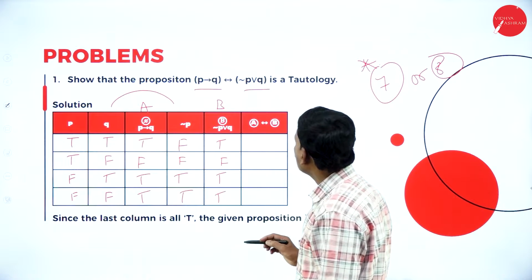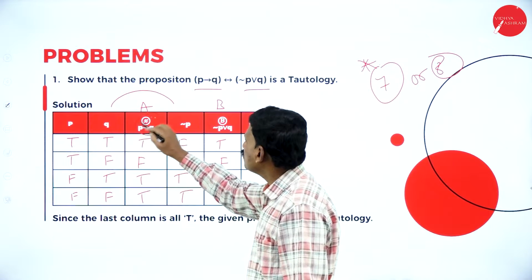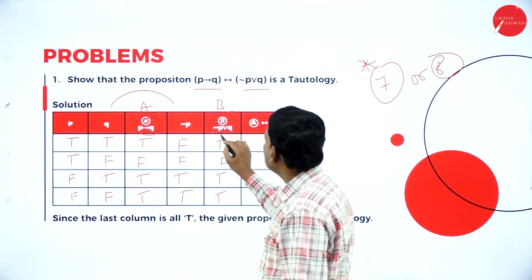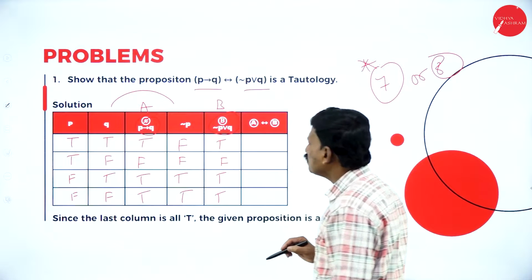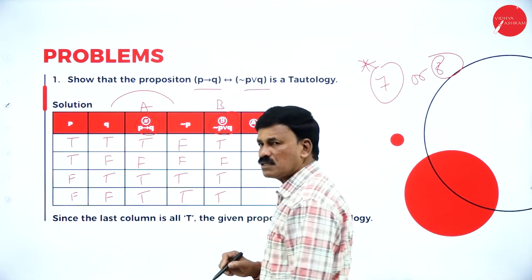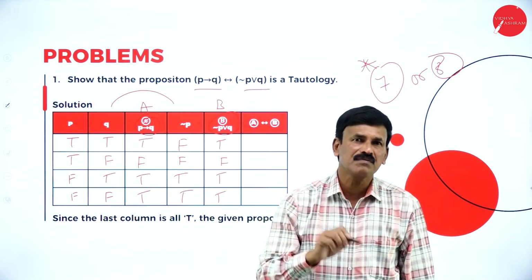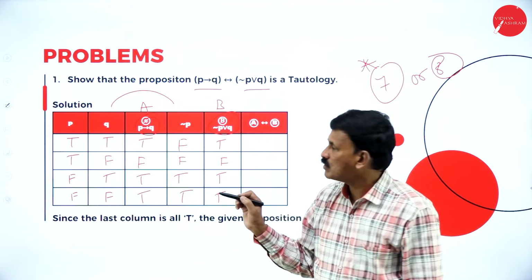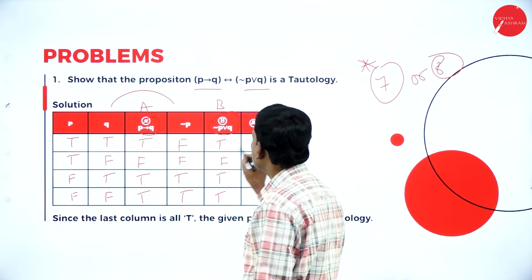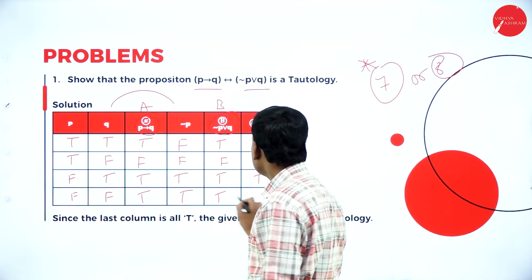Now, write down the last biconditional for these two: the biconditional between P conditional to Q and negation P disjunction Q. If I write the biconditional, what is it? If both the truth values are same, T and T is T, F and F is T, in other cases it is false. So, T and T is T. Again, F and F is T, T and T is also T, T and T is also T.